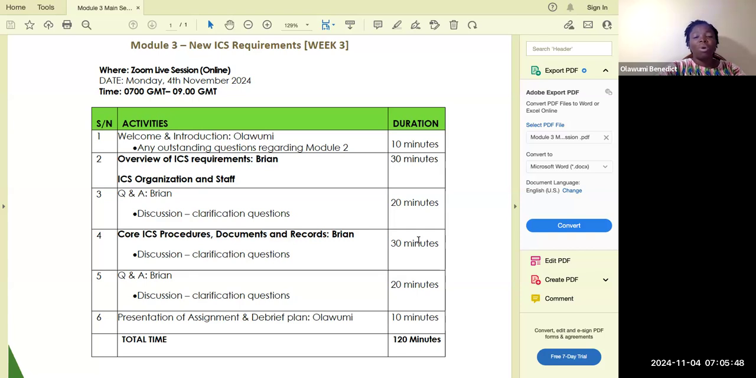From there, we move to the core ICS procedures, the documents, the records, and then we have a quick discussion. Finally, we have an open discussion, clarification, questions, and brainstorming on how things should move forward from this end. And then we look at the assignments and the brief for the week. Okay, permit me to stop sharing this, and then we go to the break, and let's do some brain teasing this morning.